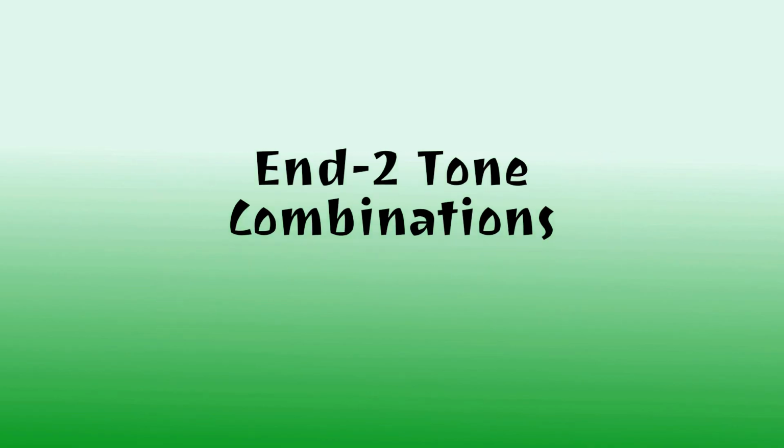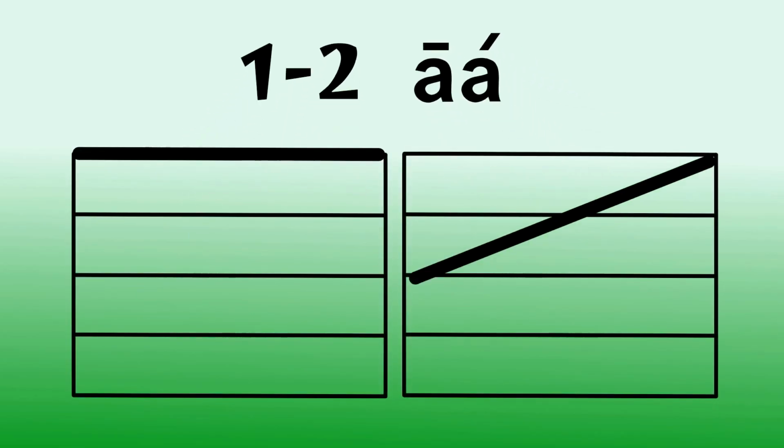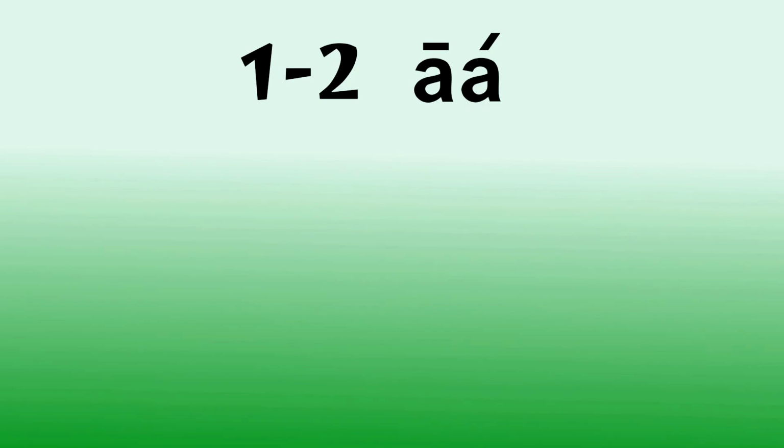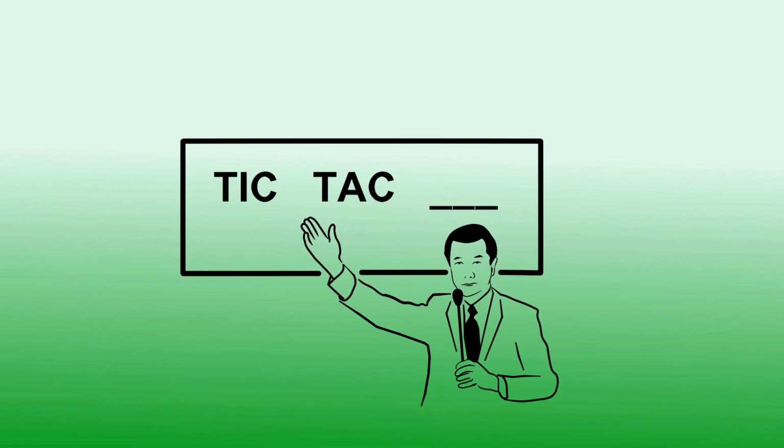And now the final group of major tone combinations, those ending with the second tone. Let's start with the 1-2 combo, which sounds like this. A situation where this combination might come up in English could be if someone was prompting you to complete a phrase. Imagine, for example, a game show host asking, tick tack, tick tack.